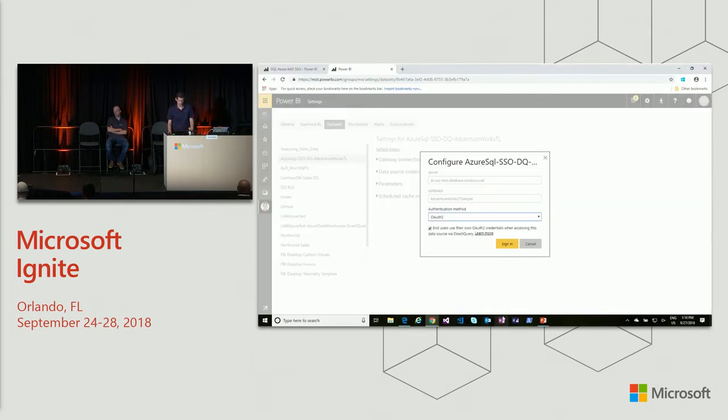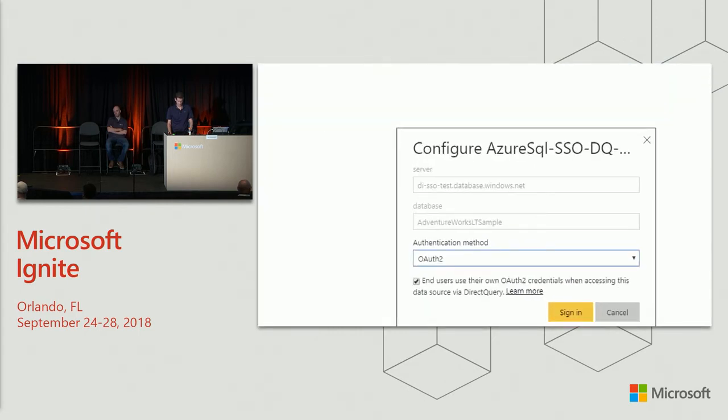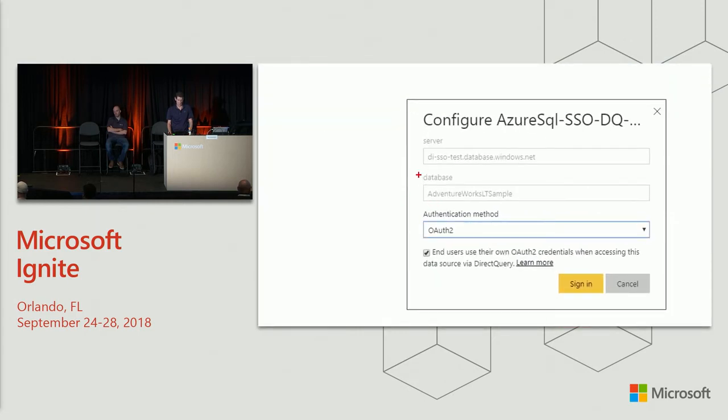And so I'm here in Power BI. What you see is I basically have a data source configured. It goes against the SQL Azure database. I said, OK, as the credential option, I want OAuth 2, which is really just that the user's Azure identity should be flowing through to my SQL Azure database.